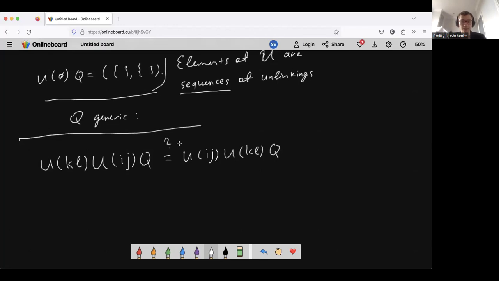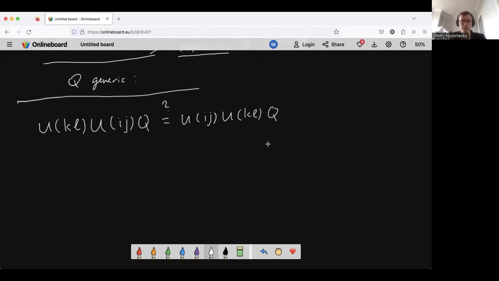Yeah, so the answer is yes in this particular case, but there is an important assumption to be made. In fact, this commutativity holds if and only if all these indices I, J, K, and L are distinct. Of course, we have the condition that I and J are distinct because we want to unlink different nodes. So I is not equal to J in principle, and K is not equal to L.